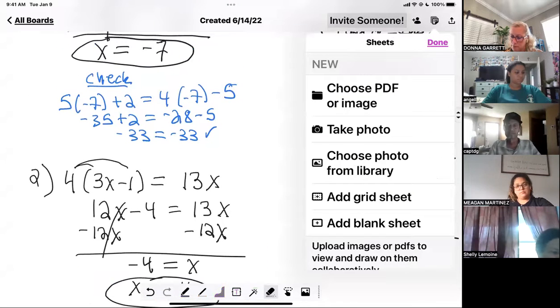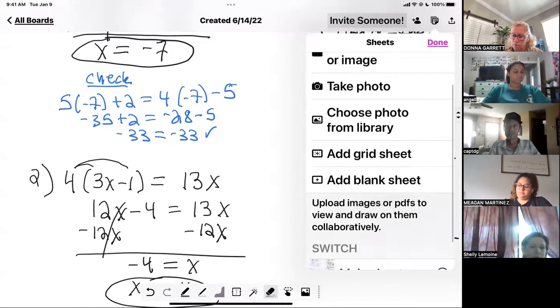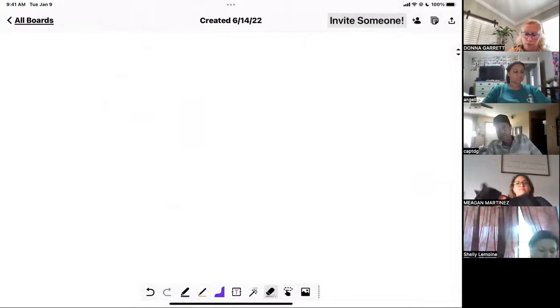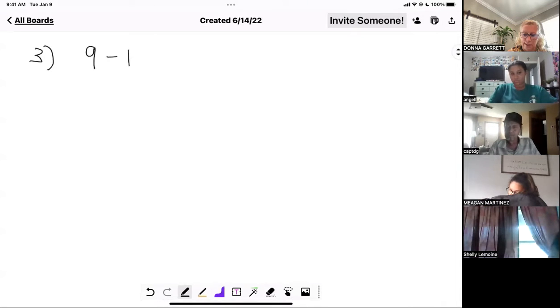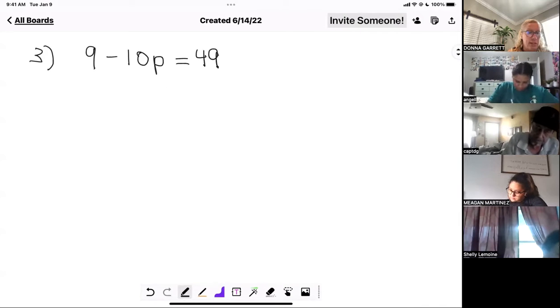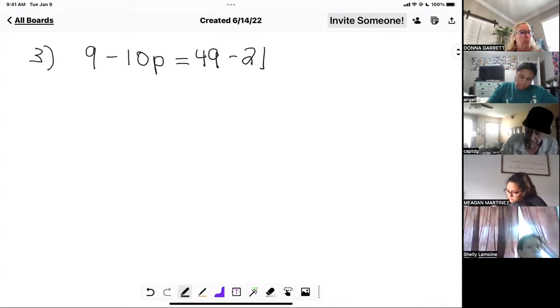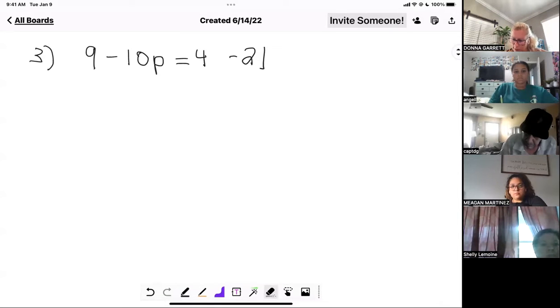I'm going to add a page. Okay, so let's get a third one. 9 minus 10p equals 4p minus 21. So I don't have distributing, I don't have parentheses, I just have, whoa, I forgot, that's not 49, that's a p. Where's the variable on both sides? Okay, I just have the variable on both sides and I have my numbers on both sides.